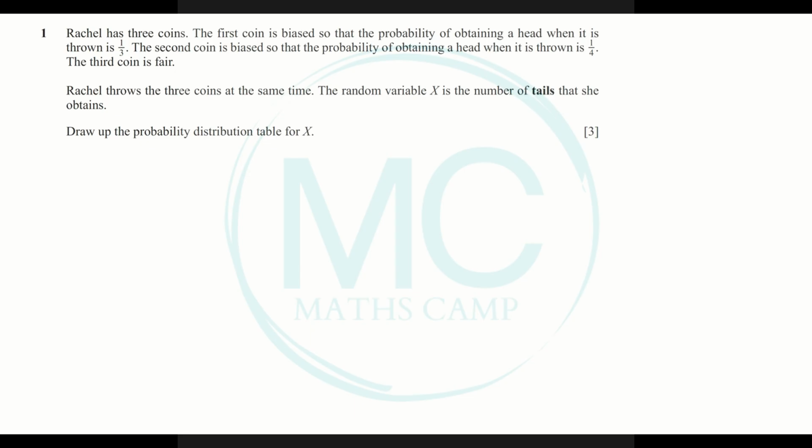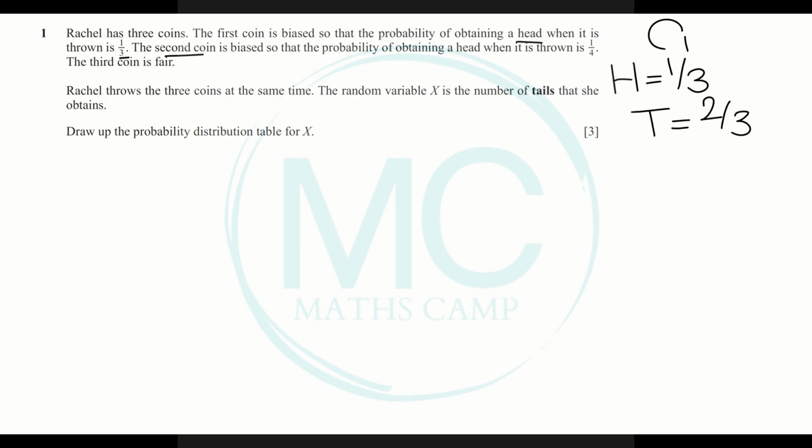The question tells us that the first coin is biased, and the probability of obtaining a head is 1/3. So up here I can say for coin 1, probability of it landing on a head is 1/3. If the coin lands on tails, that means it does not land on heads. So the probability for tails is the complement, which in this case has to be 2/3.